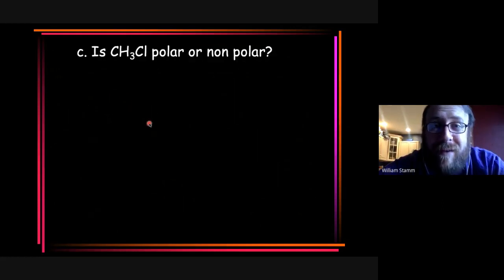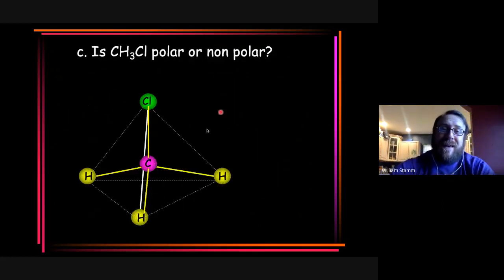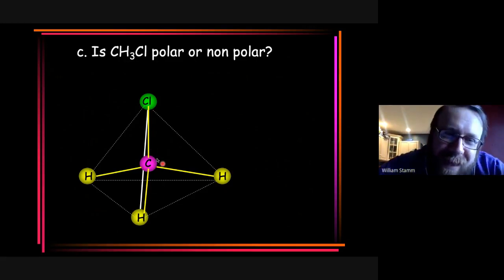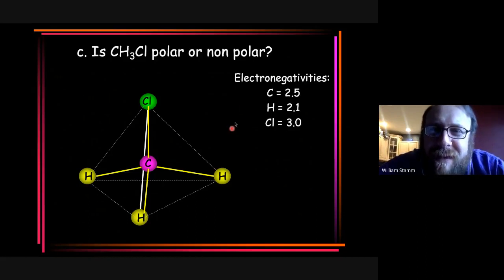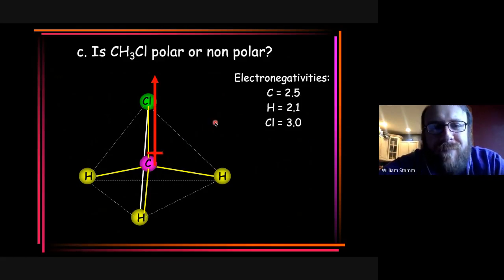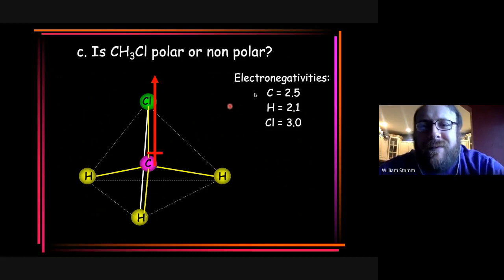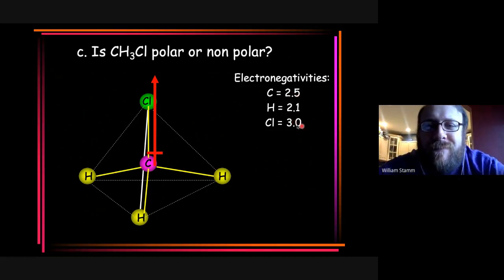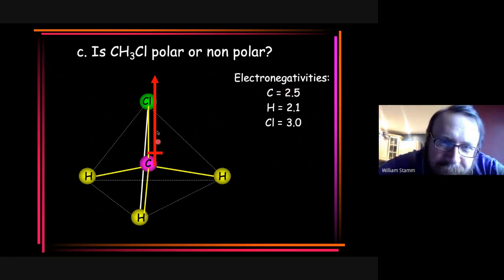Now, what does that mean about polar and nonpolar? Well, let's think about this. Here's what it sort of looks like. Every one of these angles between these yellow things is 109 degrees. Well, these are the electronegativity values if you would look them up on the periodic table. Carbon's 2.5, hydrogen's 2.1, chlorine's 3.0. So if we draw the dipoles, if carbon is 2.5 and chlorine is 3.0, chlorine has a higher electronegativity than carbon, so the arrow goes towards chlorine.